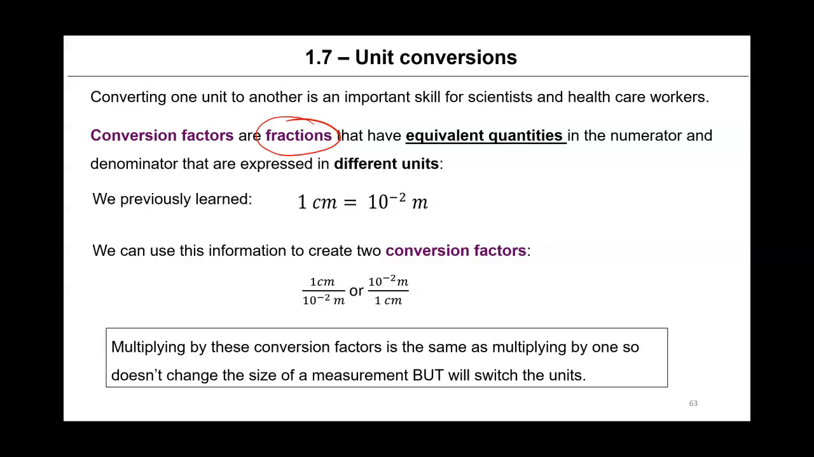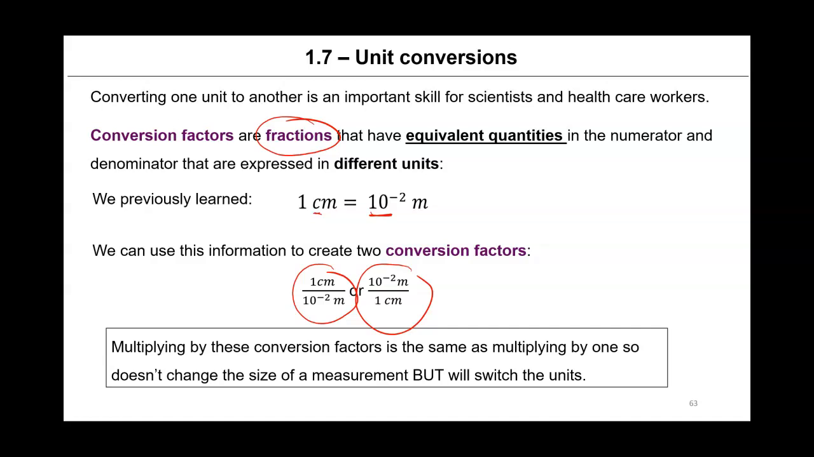For example, previously we learned that 1 centimeter is equivalent to 10 to the minus 2 meters. This is because the metric prefix centi means the same thing as 10 to the minus 2. So using these equivalent quantities, we can create two fractions or conversion factors. In our first conversion factor here, we have 1 centimeter divided by 10 to the minus 2 meters. And in the second conversion factor, we have 10 to the minus 2 meters divided by 1 centimeter.